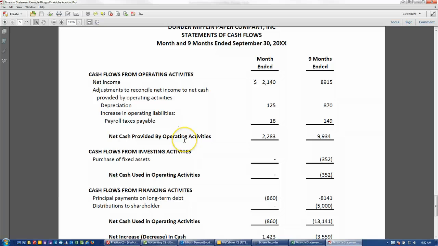So that's the end of this introduction to the financial statements. Stay tuned for future videos where I'll go into depth into each financial statement and really talk about how these can be a powerful tool for you.